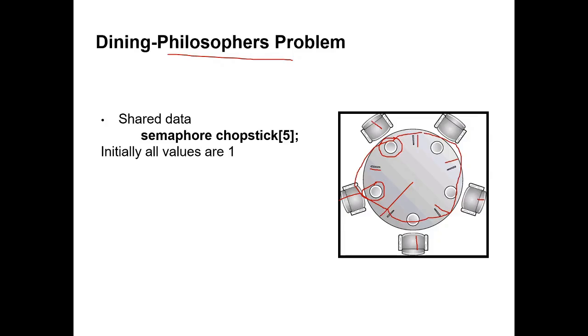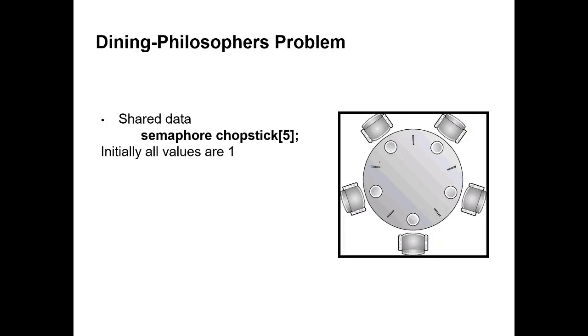So if a philosopher wants to eat, he has to use the left chopstick and the right chopstick. Then only he can eat. But there are not enough chopsticks available for all the philosophers to eat at a time. So they have to share these chopsticks among each other in such a way that all the philosophers get to eat.